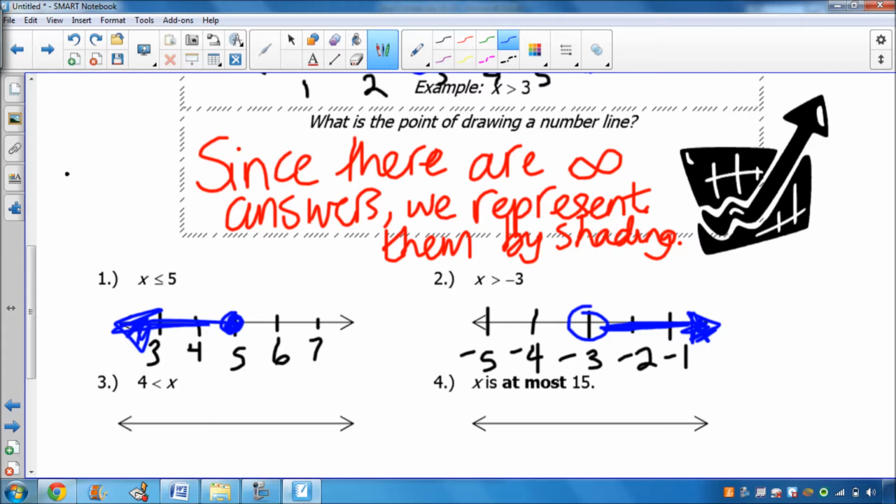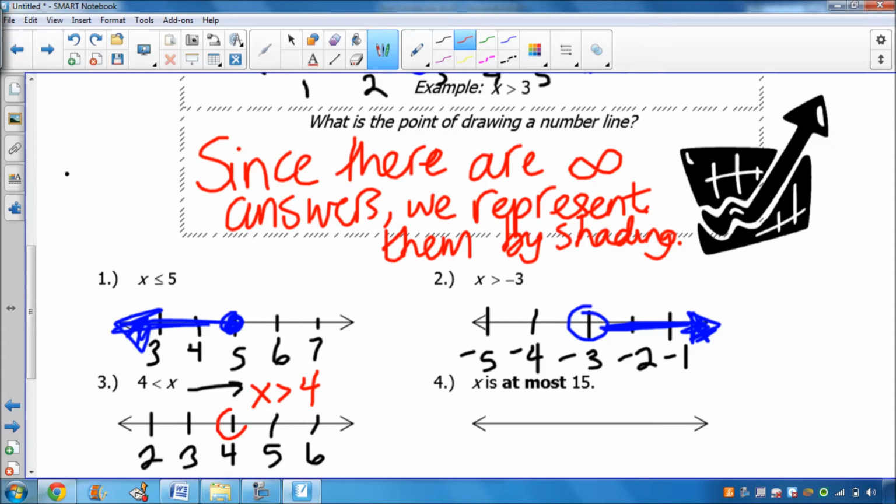Now, in question number 3, 4 is less than X. This one is a tricky one. So I'm going to put 4 here, 5 and 6, and then I'll put 3 here and 2 there. If 4 is less than X, think about this logically. That means that I can conclude that X is greater than 4.